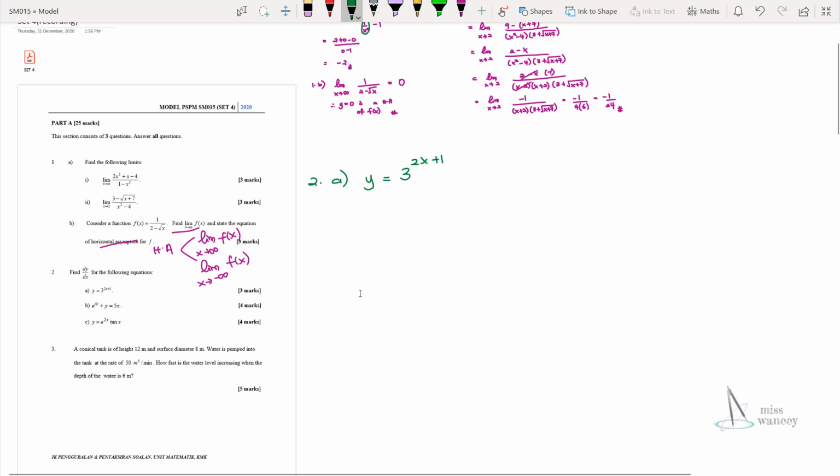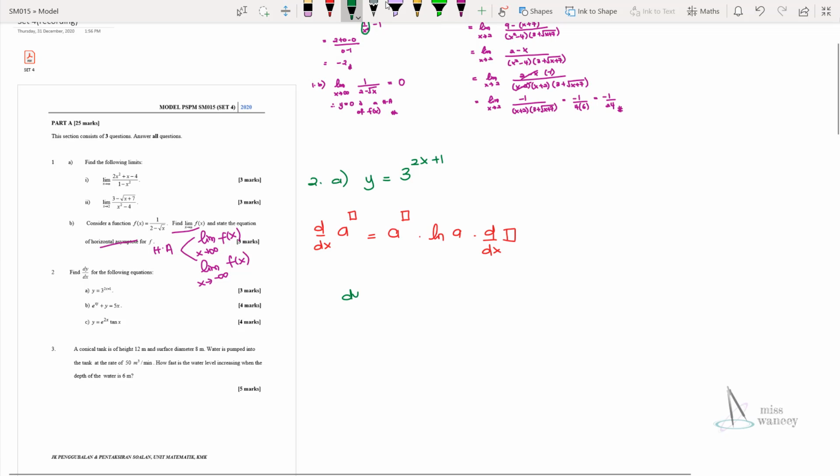So now I'm going to differentiate this. Let me write down the formula for you. Basically, if we have to differentiate a to the power of something, it will become a to the power of something, and then ln of the base, which is ln a, and then of course you need to differentiate the power.